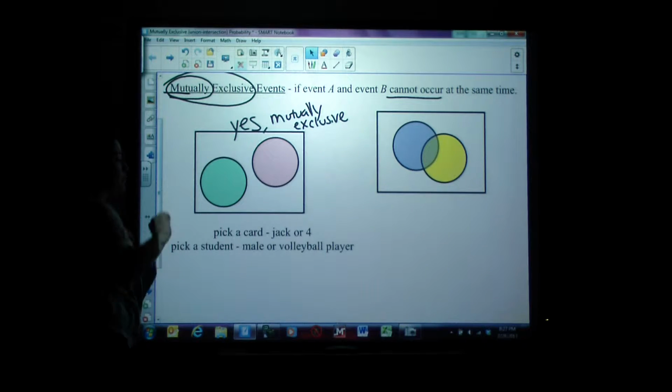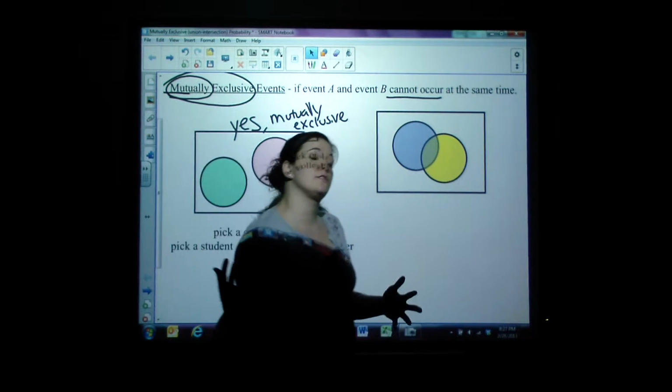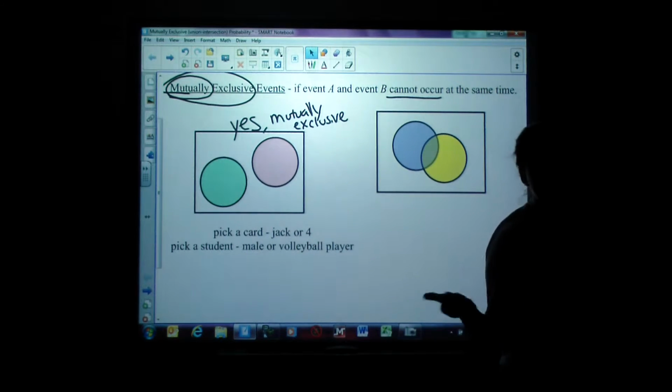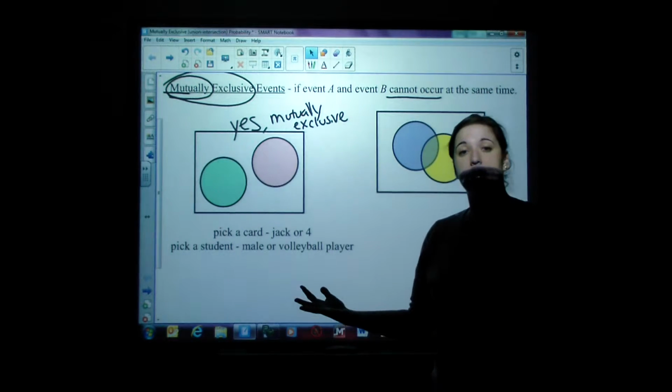Some examples would be if you needed to pick a card. If we were talking about the probability of picking a jack or a 4, there is no way to pick one card out of the deck that is both a jack and a 4 at the same time. If we look at students here at WHS, if I pick a student and ask what's the probability that's a male or a volleyball player, there is no way for that to happen at the same time. I know that may disappoint some of you boys that we don't have men's volleyball here, but we don't. So as far as high school sports go, we wouldn't find a guy who plays volleyball. So those are mutually exclusive. They're not happening at the same time.